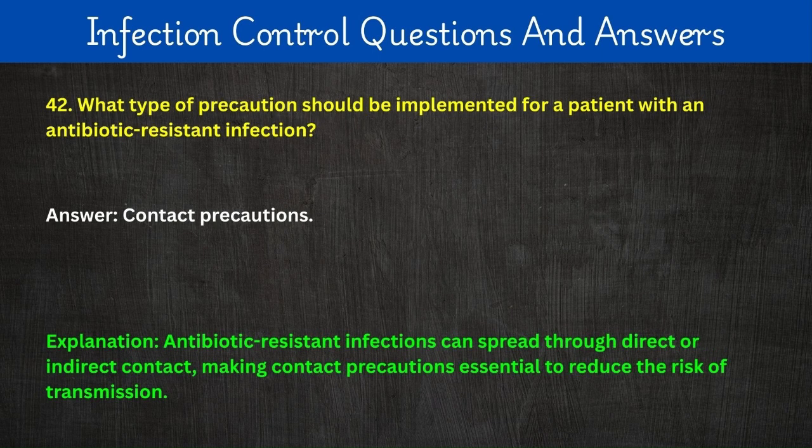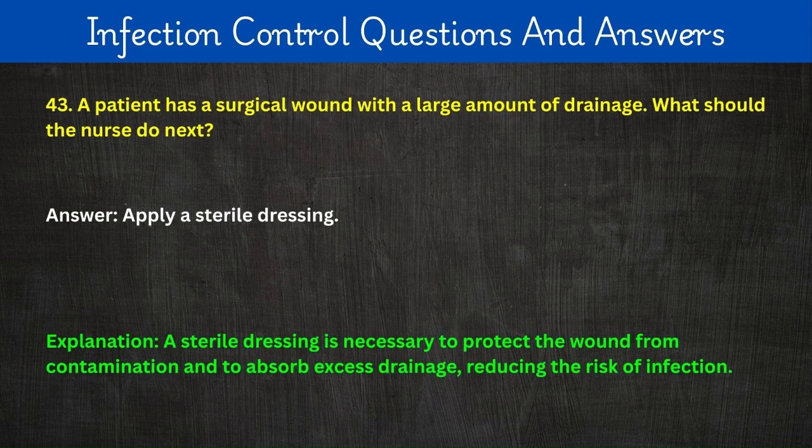42. What type of precaution should be implemented for a patient with an antibiotic-resistant infection? Answer: contact precautions. Explanation: antibiotic-resistant infections can spread through direct or indirect contact, making contact precautions essential to reduce the risk of transmission. 43. A patient has a surgical wound with a large amount of drainage.